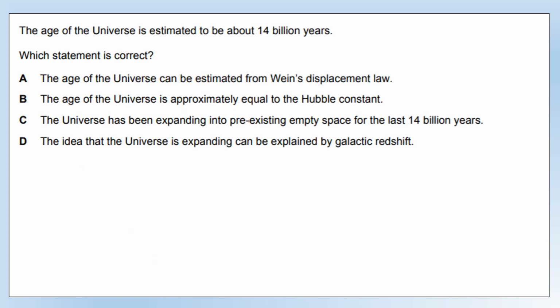The age of the universe is estimated to be about 14 billion years. Which statement is correct? The age of the universe can be estimated from Wien's displacement law. I've never seen that, so nope. Age of the universe is approximately equal to the Hubble constant. No, it's equal to the reciprocal of the Hubble constant. The universe has been expanding into pre-existing empty space for 14 billion years. Nope, it's not expanding into anything.